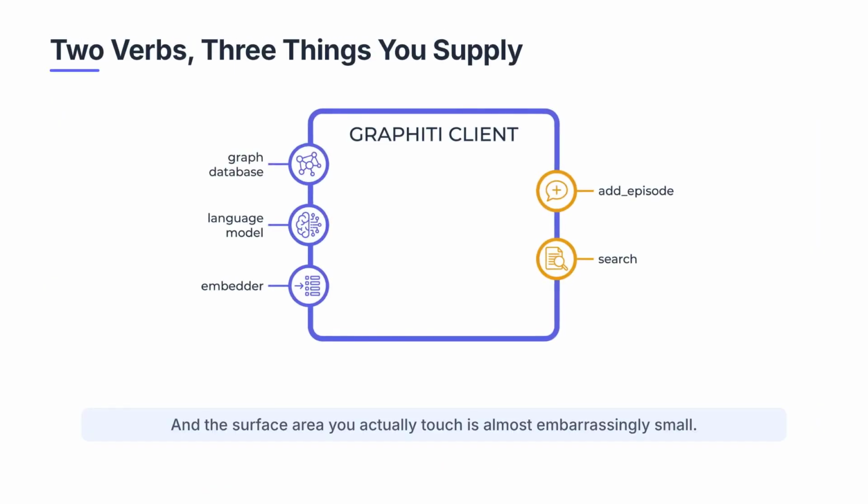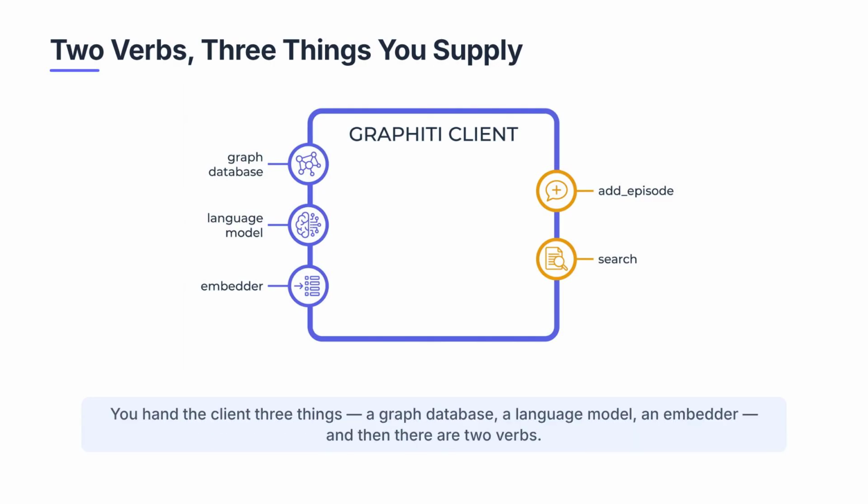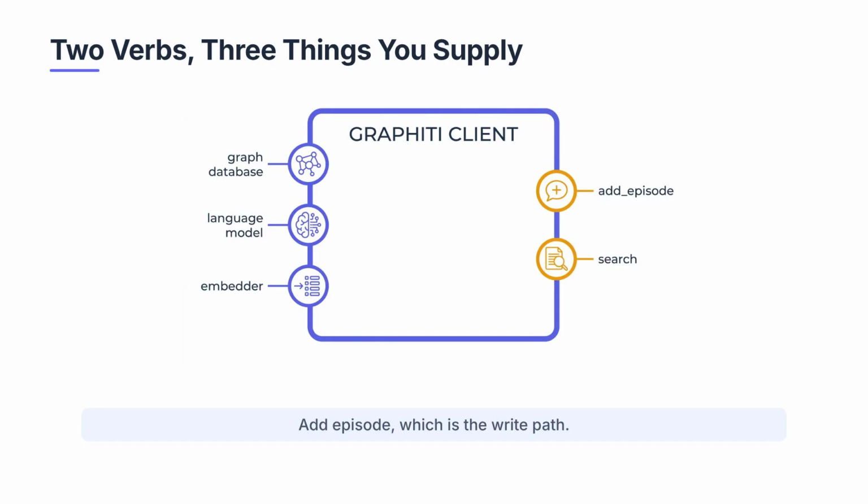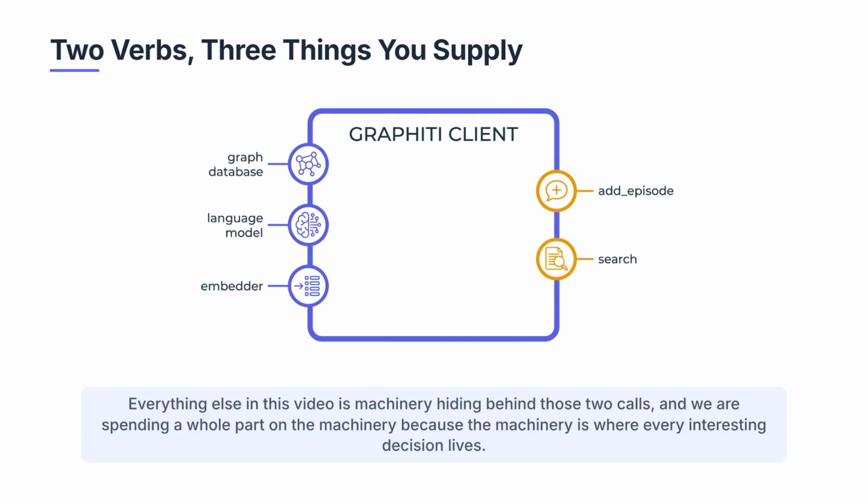And the surface area you actually touch is almost embarrassingly small. You hand the client 3 things: a graph database, a language model, an embedder. And then there are 2 verbs: add episode, which is the write path, and search, which is the read path. That is the API. Everything else in this video is machinery hiding behind those 2 calls, and we are spending a whole part on the machinery because the machinery is where every interesting decision lives.